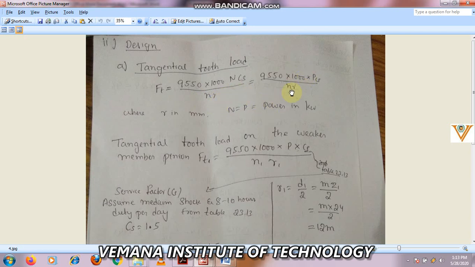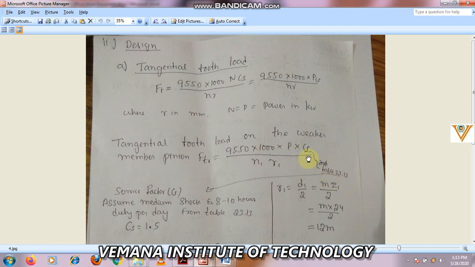Power is the same for all. R is in mm; here we have to take R1, and the power is given. The tangential tooth load on the weaker member, the pinion, FT1, is equal to 9550 into 1000 into P C_s divided by N1 R1. This is the weaker member, and we are going to design according to the weaker member. P is already given as 35 kilowatt.